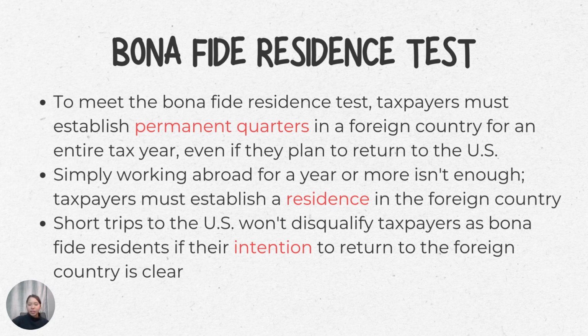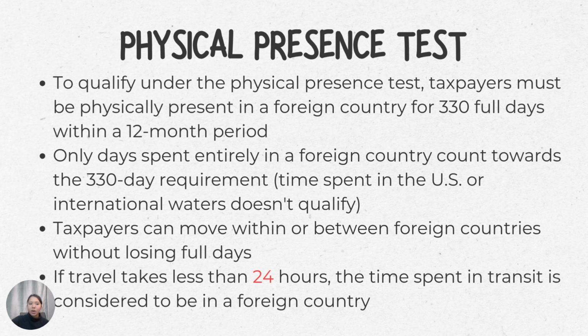Now, if the taxpayer doesn't pass the bona fide residence test, you move them to see if they pass the physical presence test. And to qualify under the physical presence test, taxpayers must be physically present in a foreign country for 330 full days within a 12-month period. Only days spent entirely in a foreign country count towards the requirement, meaning you're not counting travel time, you're not counting flight time. The taxpayers can move within or between foreign countries without losing full days. If travel time takes less than 24 hours, the time is spent in transit and is considered to be in the foreign country, like we mentioned.